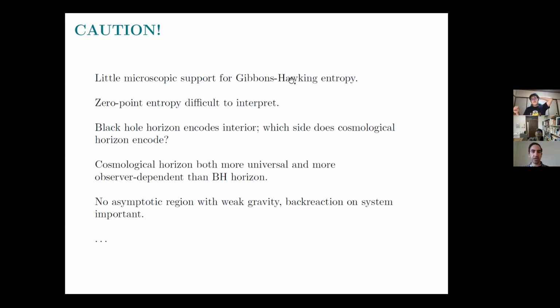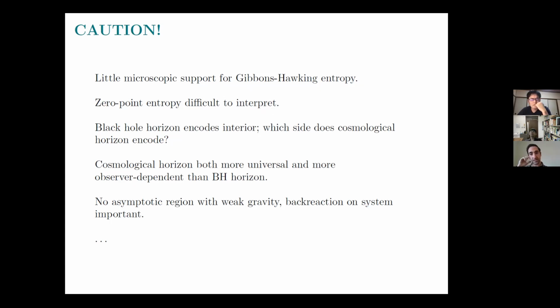And there's been work in this direction in the context of cosmological horizons, but I think it's fair to say there's no universally agreed upon construction that accounts for the Gibbons-Hawking entropy. Another point, which is related, is that the zero point entropy is difficult to interpret. What is getting this entropy as area over 4G Newton?